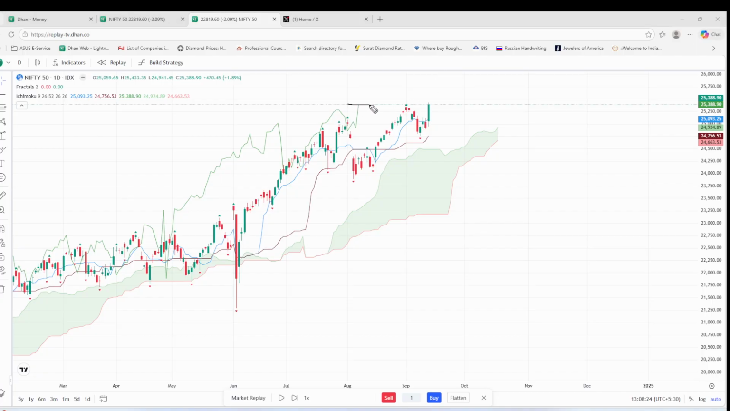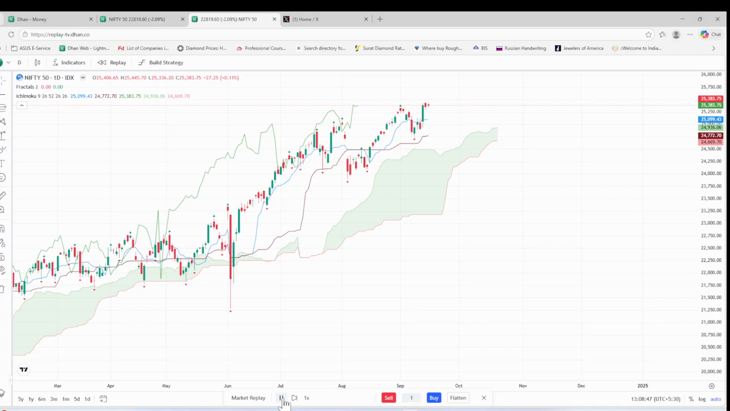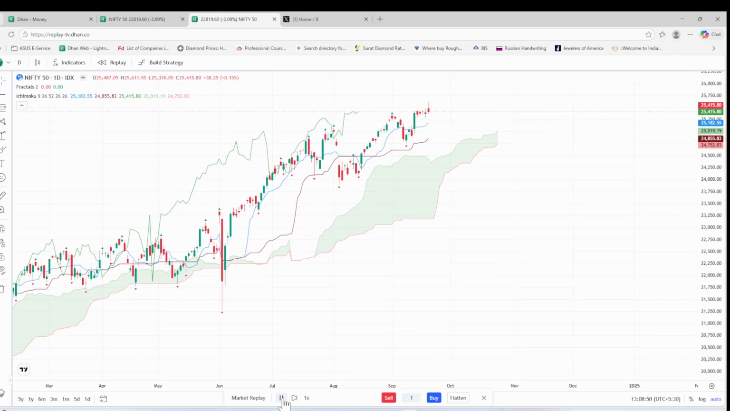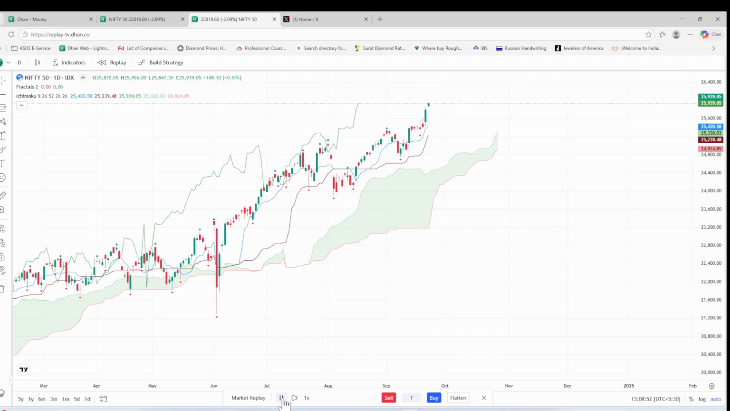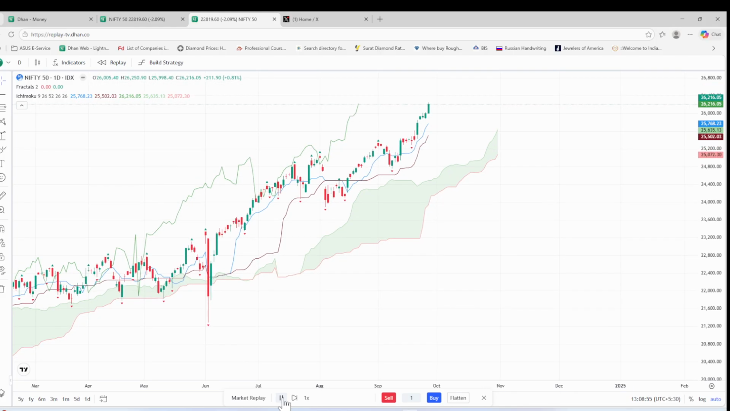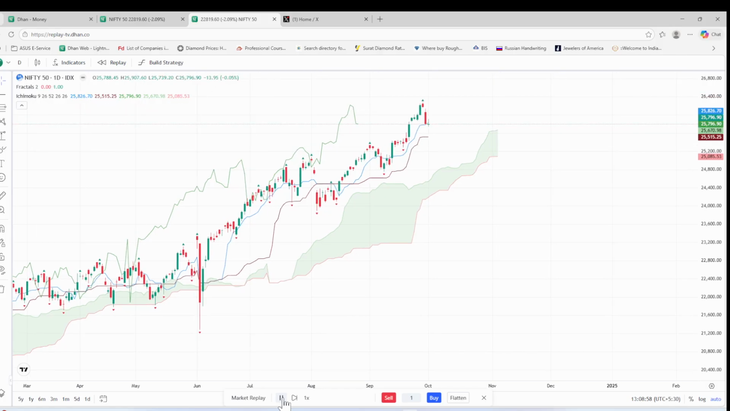Now the Chikou span has made a new high, price has made a new high, and it is very small. This indicates that future standard deviation might not be more. So again, any reversal we are going short. Okay, it extended, but it made a new reversal over here.